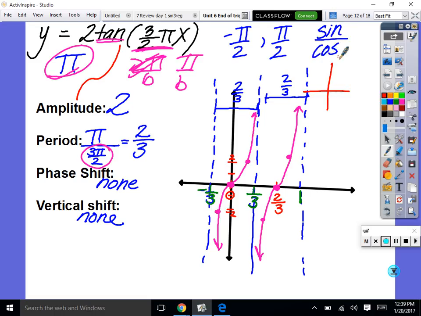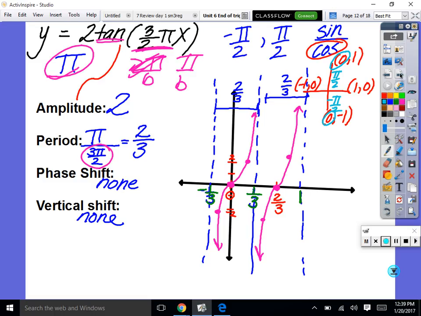This is over 0, up 1, right? This is over 0, down 1. This is over 1, up 0, and this is over negative 1, 0. We know that we can't divide by 0. So when is the cosine 0? At positive pi halves and at negative pi halves. So that's why tangent's original asymptotes are at negative pi halves and pi halves.